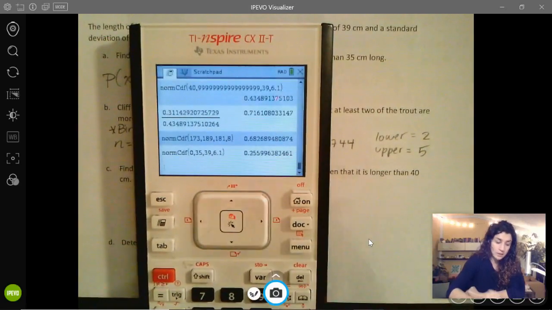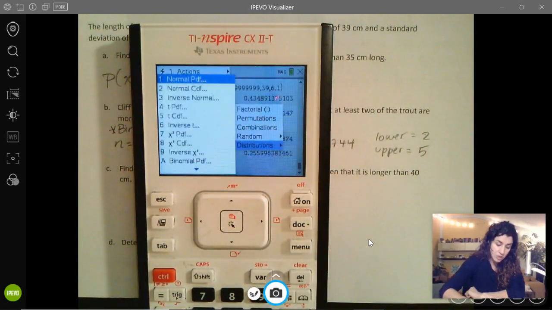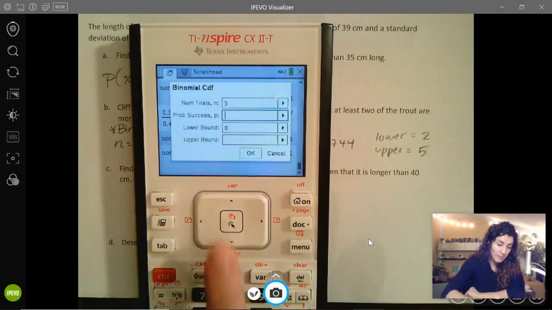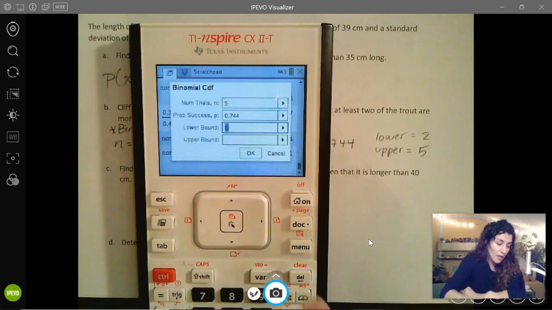So we're going to go to binomial distribution, and we're going to do cumulative, which is B. Number of trials is 5. Probability of success is 0.744. Lower bound is 2, and upper bound is 5.